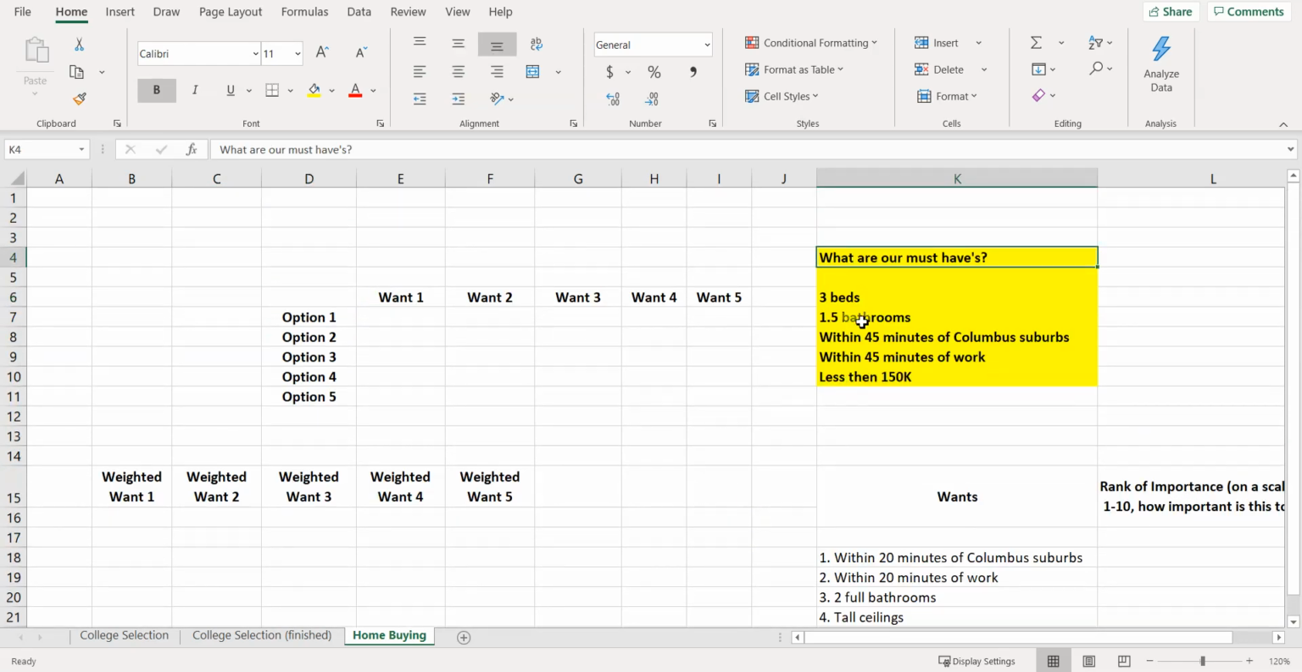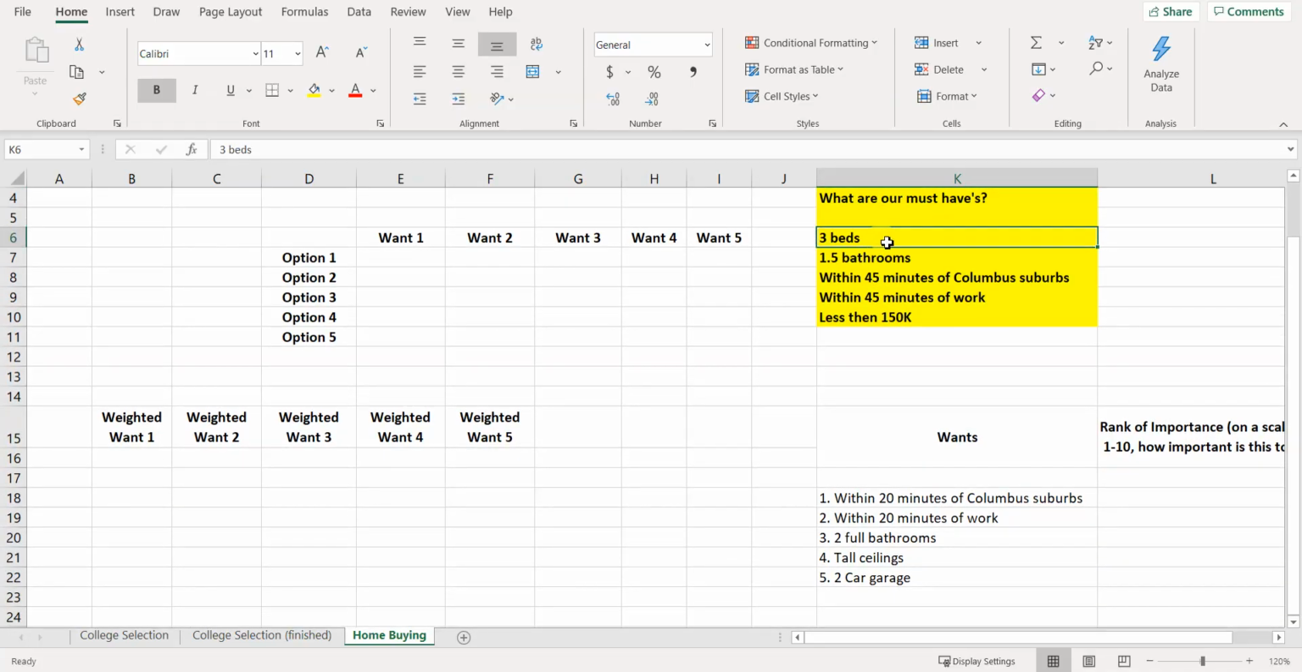Me and my wife, we were looking for our first house. We were living in Ohio at the time, and we had so many different choices, and our realtor said it'd be helpful to narrow it down. So we sat down and said, okay, what are our must-haves? We need 3 bedrooms, since we have 3 kids, 1.5 baths, within 45 minutes of Columbus suburbs, within 45 minutes of my work, and less than 150K. Those are all our must-haves, and we told her this is what we're looking for.